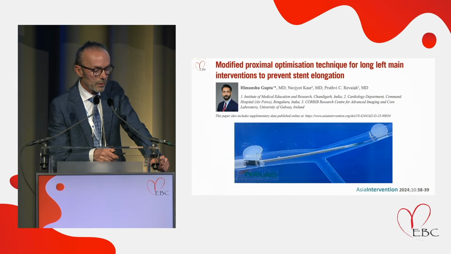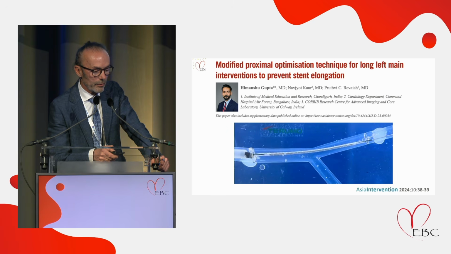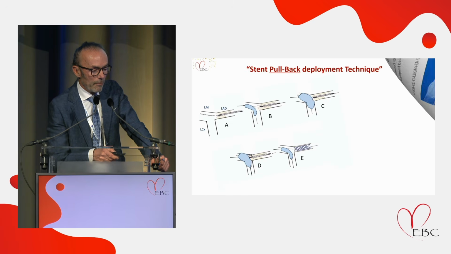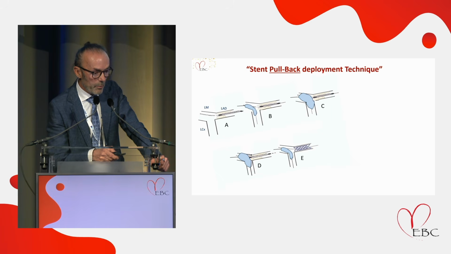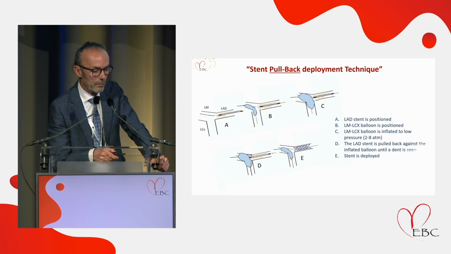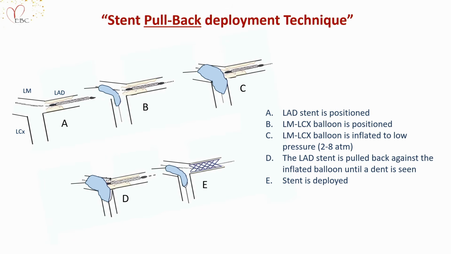You have already seen this one. It's published in AsiaIntervention 2024. You can use the pullback deployment technique in the ostial left main, the same. You position the stent, you inflate the balloon, the stent is pulled against the inflated balloon until a dent is seen, and then you deploy.